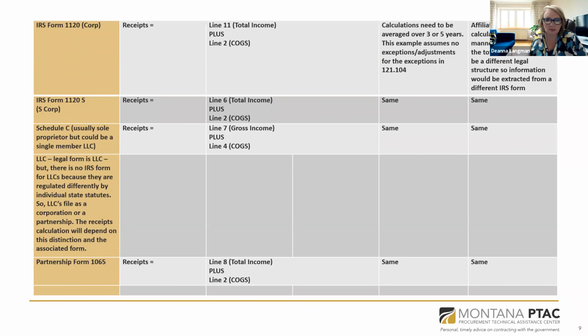Yes. All right. So I just put this slide in so that you can see the way that you calculate the receipts depends on your legal structure and your tax returns. For example, for a corporation, it's Form 1120. The receipts equal line 11 plus line 2, and it gives some other guidance here. For an S corp, it's going to be a different line on the tax return, line 6 plus line 2, and Schedule C is typically line 7 and line.